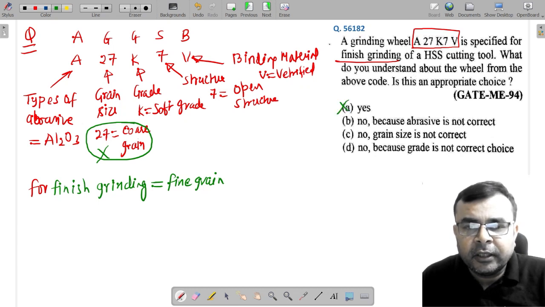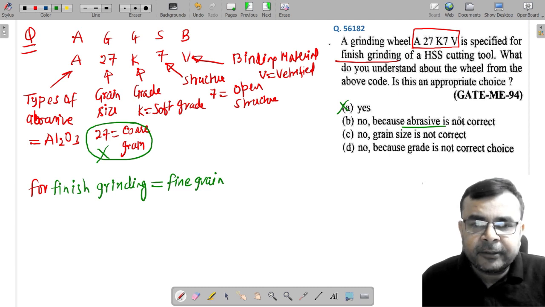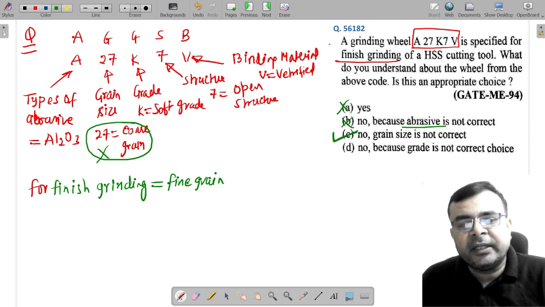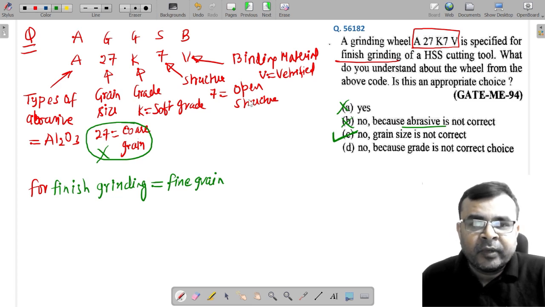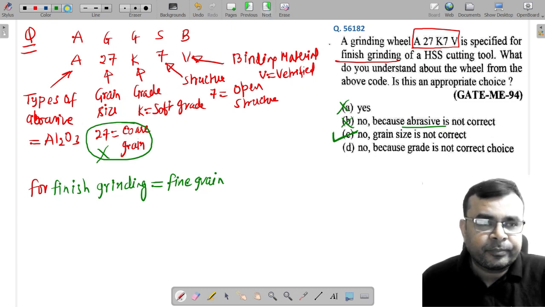No, because abrasive is not correct? No, the abrasive is correct. For machining iron based alloy, we always use aluminum oxide, but this is not the right choice. No, grain size is not correct? Yes, option C is the right one. Grain size is not appropriate because for a finish cut we always use fine grains, but here we have coarse grains. That's why this choice is not correct. This is the wrong choice.